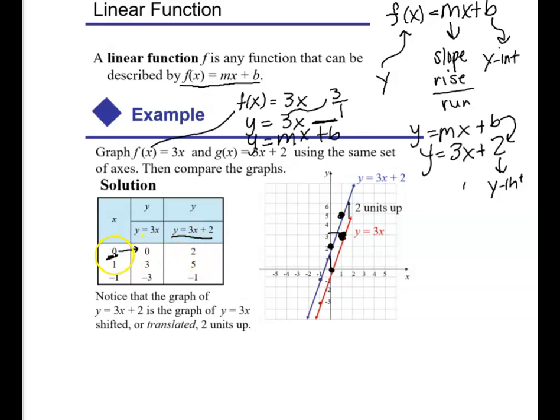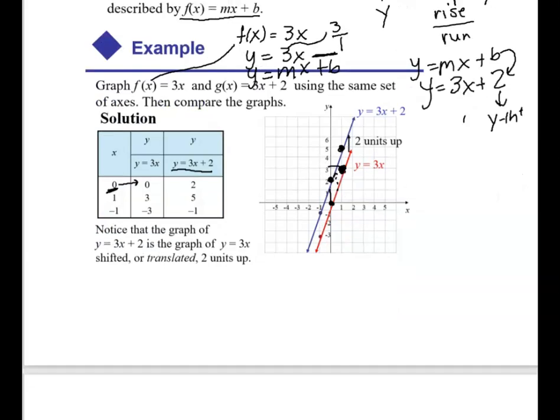I can come up with my table. So I would have the points 0, 2, 1, 5, negative 1, negative 1. And so if you compare these two lines, basically we've taken the red line and we've shifted it up 2 spaces, which is why we're getting the plus 2 here.